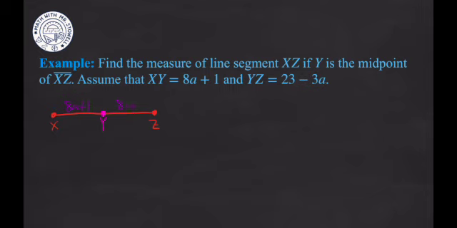However, they tell us what YZ is. They don't tell us the length of the biggest one. So instead of putting 8a plus 1, let's put the value that they give us for YZ. They give us 23 minus 3a.